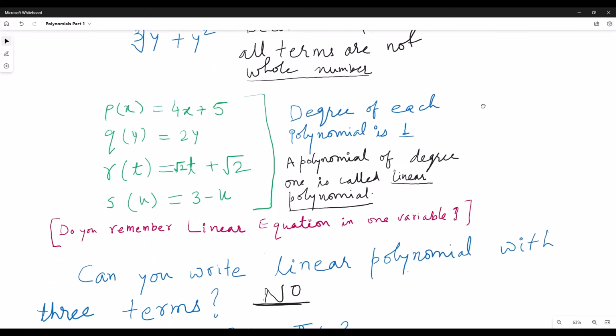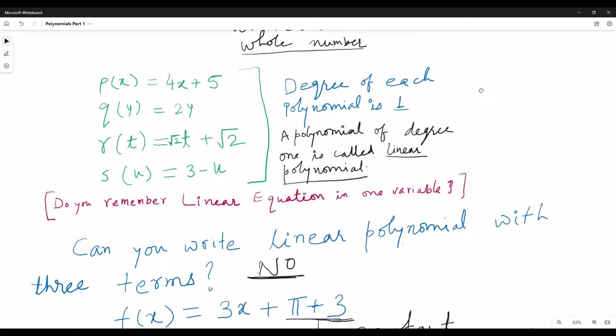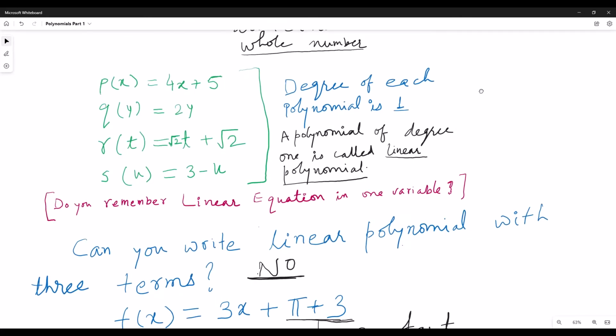Now comes the degree. Degree of each polynomial is 1. Degree means the maximum exponent of the expression. So the maximum exponent of the variable in all these terms is 1. Like 4x, the maximum is 1, 2y, root 2 t plus root 2. We have to understand this. The numbers, those are real numbers. We do not have to see the exponent of that. We have to only see the exponent of the variable. So in a polynomial, we have to see the degree, like the exponent of the variable.